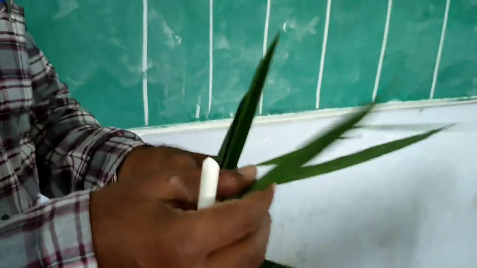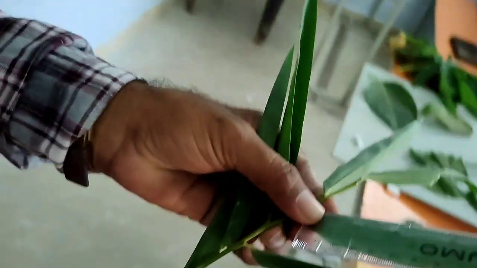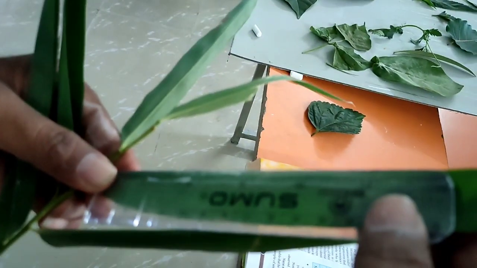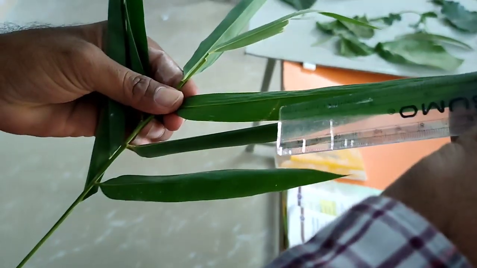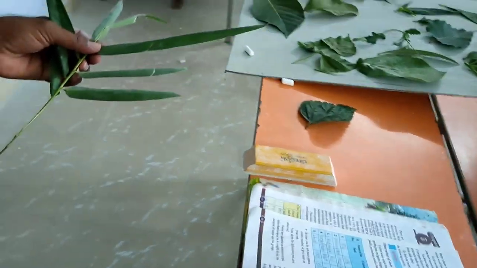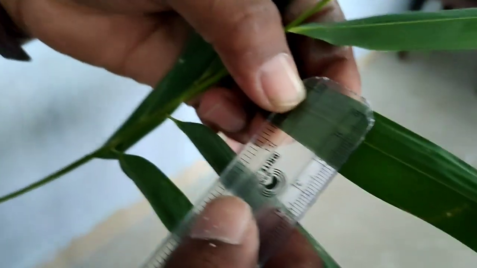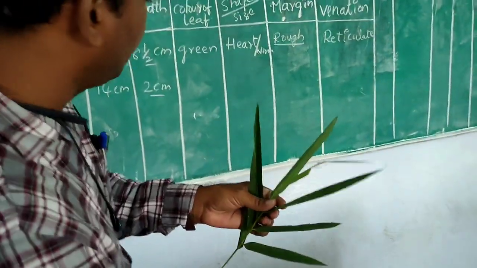The length of the leaf, how to measure? With the help of a scale. Approximately, the length of the bamboo leaf is 14 centimeters. What is the width of the bamboo leaf? 2 centimeters of width. So this is the bamboo leaf.